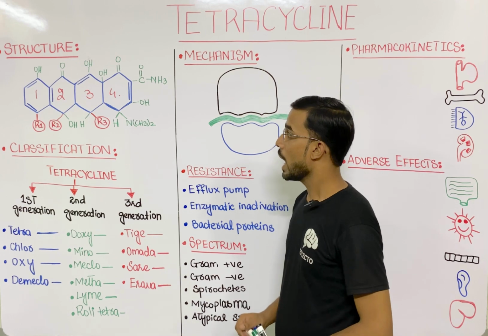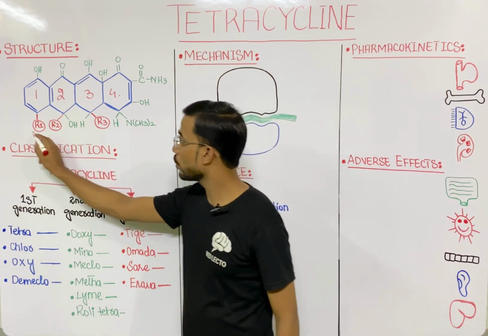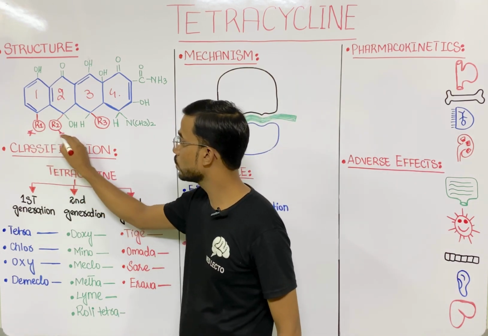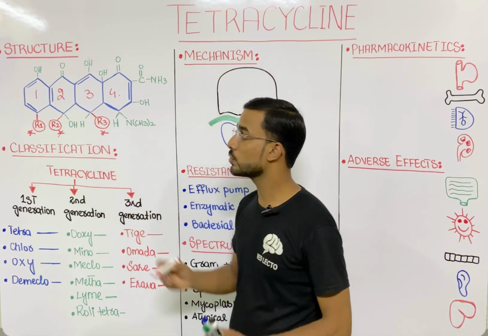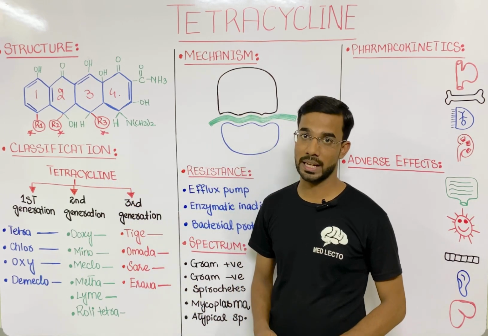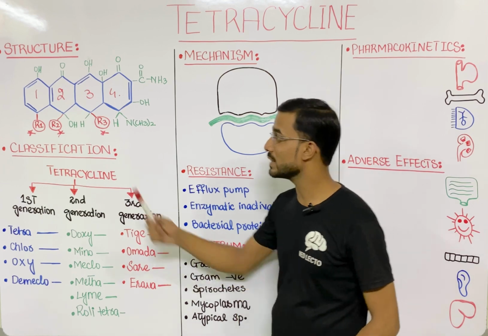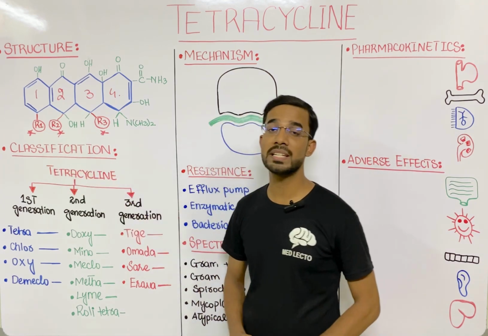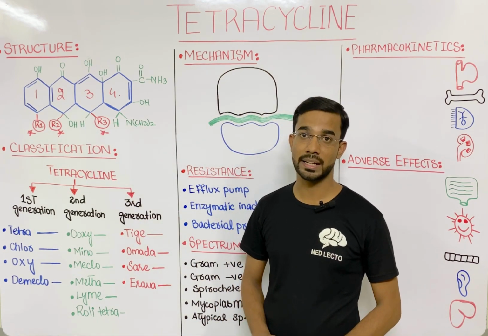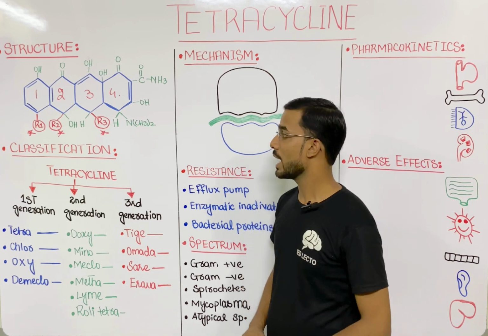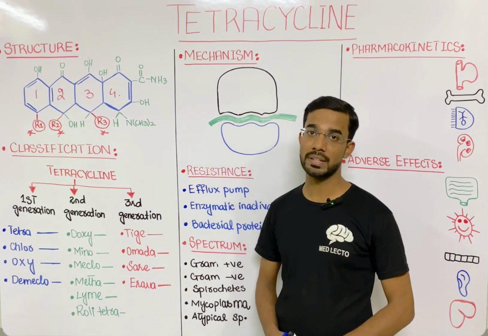Next we will see the presence of the R group. 1, 2, 3. There are three R groups present in the tetracycline. And we just make changes in these R groups and you will see the different categories of the tetracycline form. Next, we will look at the classification of the tetracycline.